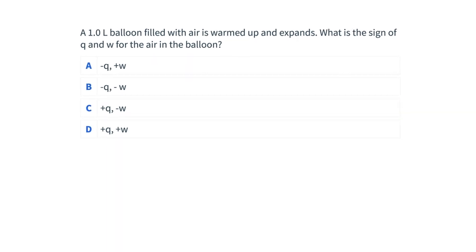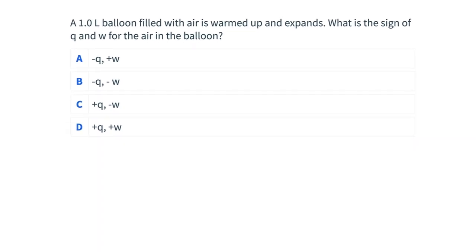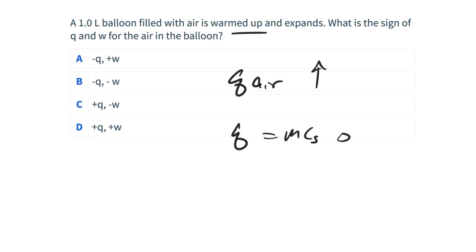Okay, so let's say we have a balloon filled with air. It's warmed up, so the air inside the balloon warms up, and the balloon expands. What is the sign of Q and W for the balloon? So in order for it to increase its temperature, its heat has to increase. This is coming from Q equals m c s delta T. In order to increase the temperature, you have to increase the heat of the object. So in order for the balloon to heat up, it has to absorb heat.